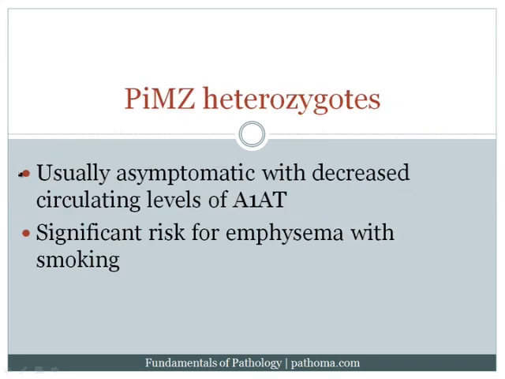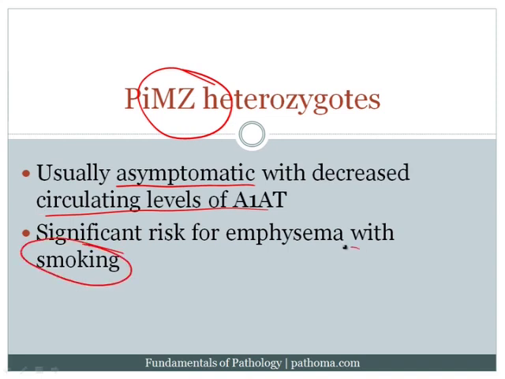Now, one possibility is that the patients could be heterozygotes. They could have one normal allele, the M allele, and one abnormal allele, the Z allele. These patients are usually asymptomatic, but there will be a decreased circulating level of alpha-1 antitrypsin. That's because they're only producing half of the normal. These patients usually are fine. However, if the patient smokes, there's a really high risk for the development of emphysema. And so the way by which we would treat these patients is to make sure that they don't smoke. So that's the PiMZ heterozygote.